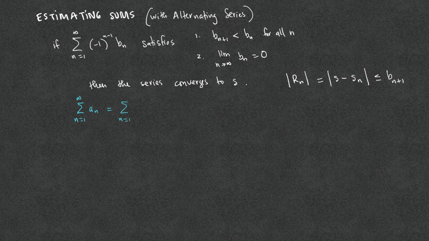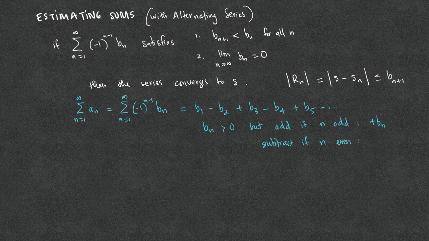The alternating series is of the form b sub 1 minus b sub 2 plus b sub 3 minus b sub 4 plus b sub 5, and so on. Note that all of the b sub n terms are positive, but with n odd, we add b sub n, and with n even, we subtract b sub n.